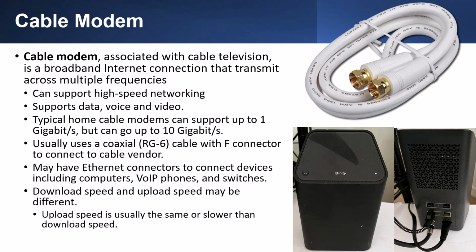Cable modem, associated with cable television, is a broadband internet connection that transmits across multiple frequencies. They can support high-speed networking, and they support data, voice, and video. Typical home cable modems can support up to 1 gigabits per second, but can go up to 10 gigabits per second. They usually use a coaxial RG6 cable with F connector to the cable device. They may have Ethernet connectors to connect devices including computers, VoIP phones, and switches. Their download speeds and upload speeds may be different, and upload speed is usually the same or slower than download speeds.